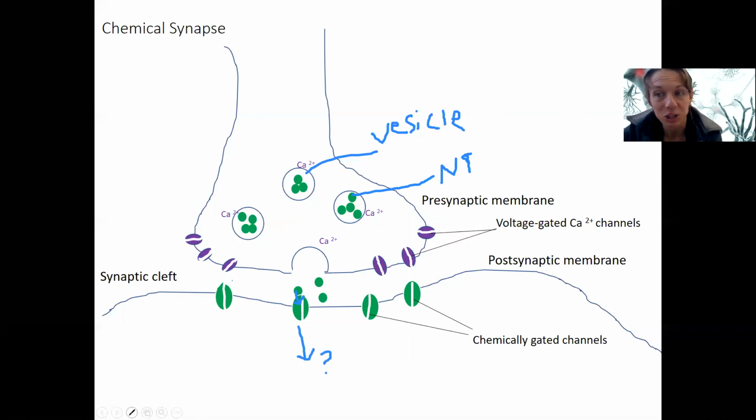It could either be excitatory or inhibitory. Is this an action potential necessarily? No, but it might be a graded potential, either in a depolarizing or a hyperpolarizing direction. So for example, one example, we'll come back to more of these. Glutamate is a neurotransmitter that binds to chemically gated sodium channels. When sodium channels open, sodium will flow in and depolarize the cell. That may or may not be sufficient to reach threshold.